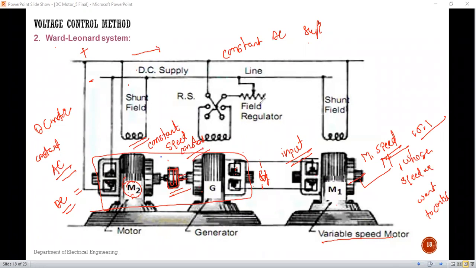Now see here the field winding of that generator. The generator's field winding is again connected to a DC source taken from the line, and here a reversing switch, RS, can be connected. RS is nothing but a reversing switch. For the reverse operation, the reversing switch can be used. We have used a reversing switch here.